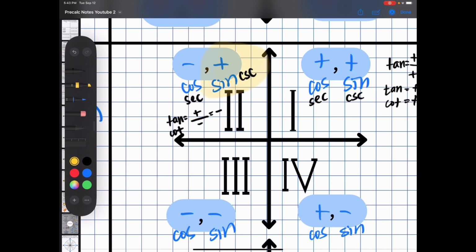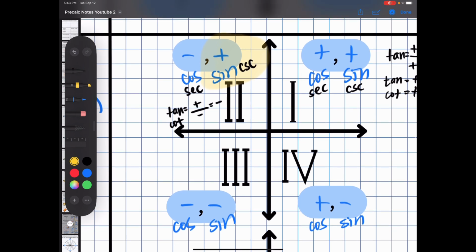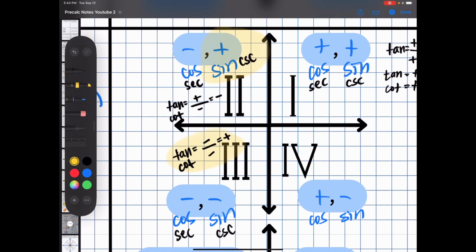Okay, now let's look at the third quadrant. Cosine is negative. That means its reciprocal is negative. Sine is negative, meaning its reciprocal is also negative. And if I wanted to solve whether tangent was going to be positive or negative, I do sine negative over cosine negative. And negative divided by a negative is a positive. So the only functions that are going to be positive in the third quadrant are tangent and cotangent.